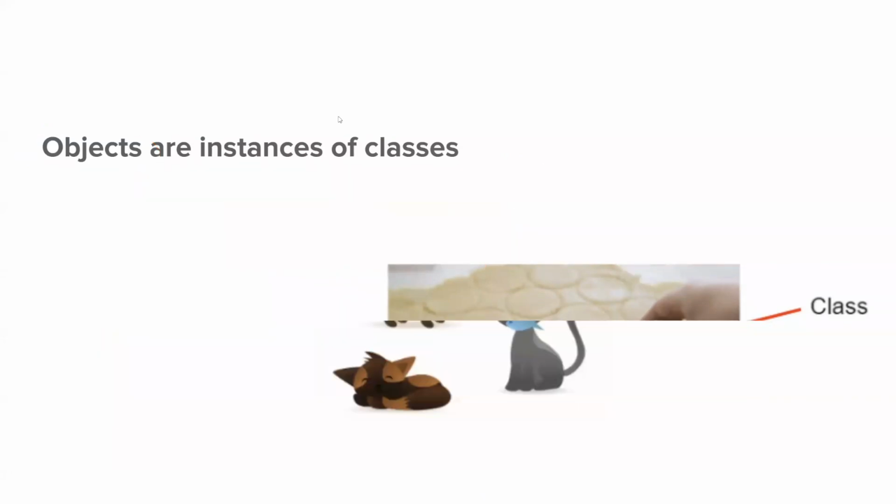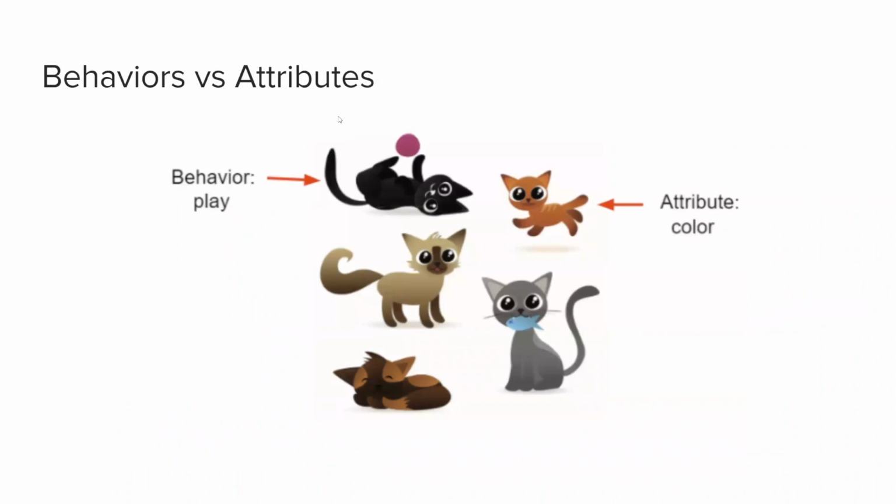Now we need to dive deeper into behaviors and attributes. So we have behaviors here, which is play, right? The cats are playing. And the attribute is the color, okay? And so these two things will describe different objects. A behavior and attributes are things that describe the object, and there will be parameters inside objects that will use these to adjust what the object is trying to say or do, okay?